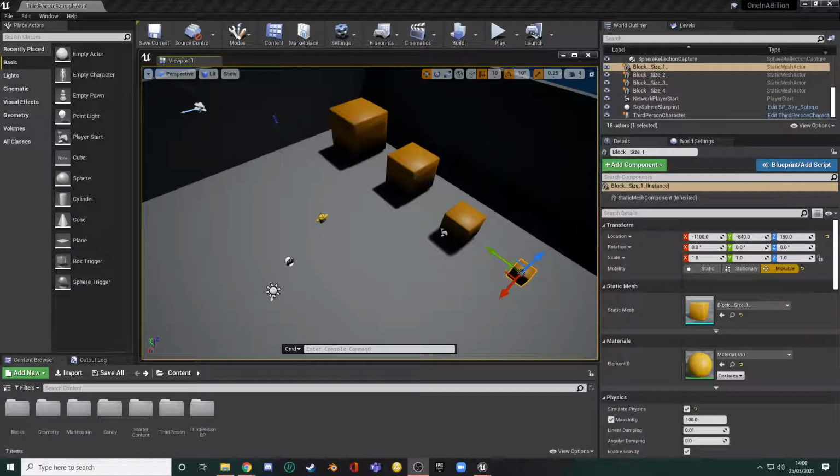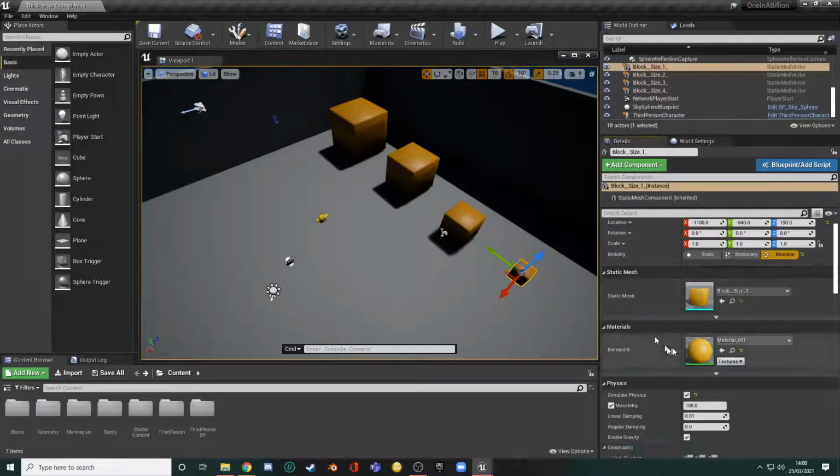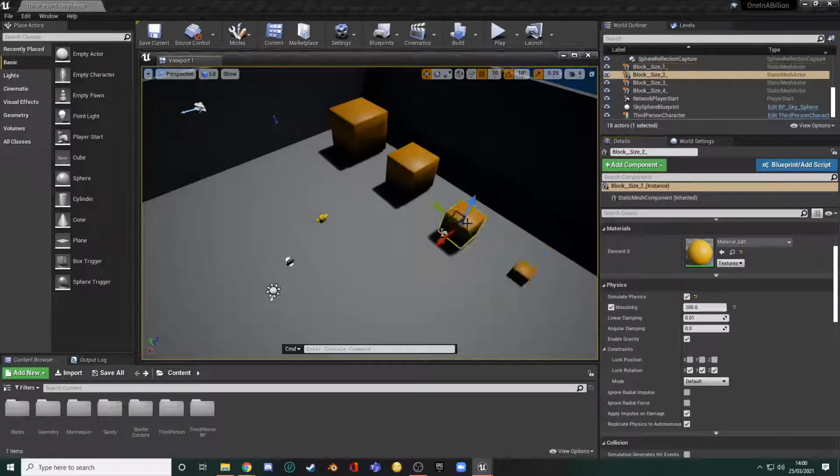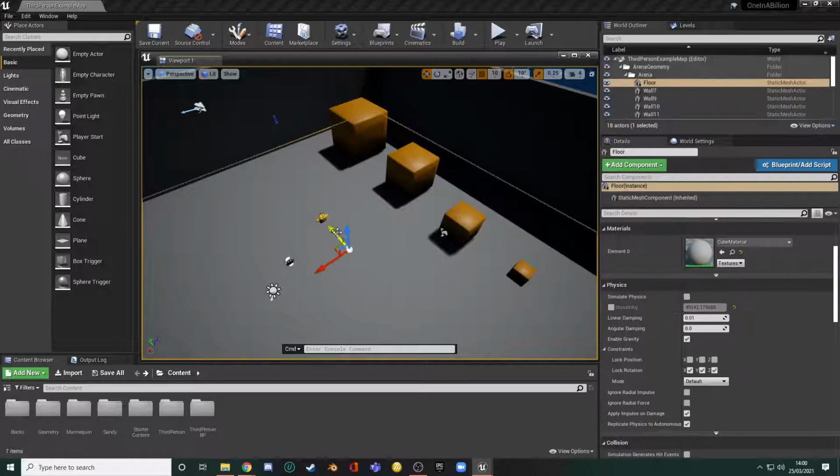Okay, so this is the first little test for Sandy. As you can see on the blocks here, what I've done is I've made the blocks movable. I've clicked Simulate Physics and I've set the mass of the first block to 100 kilograms, the second one is 200, third one 300 and 400 for the fourth.